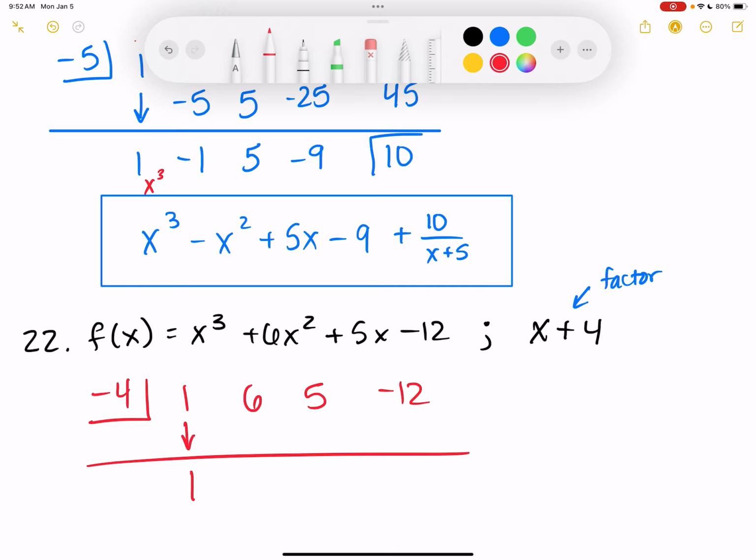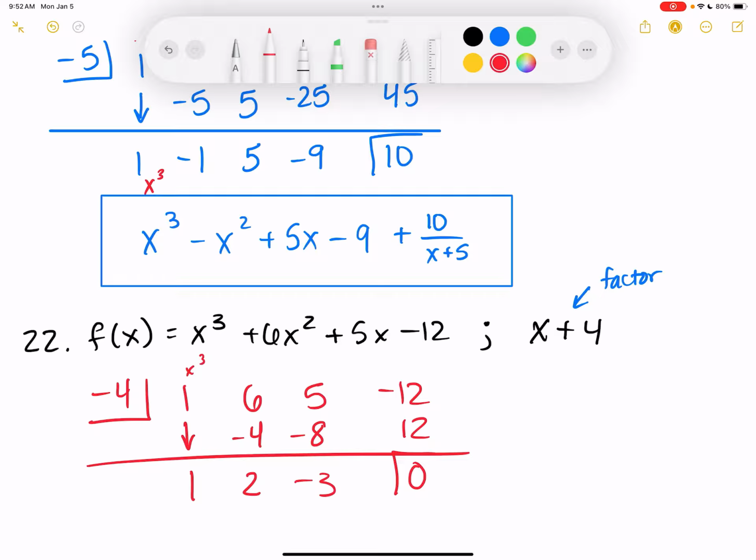Bring down the 1, times -4 is -4. Plus 6 is 2. Times -4 is -8. Plus 5 is -3. Times -4 is +12. Minus 12 is 0. So this confirms that this is a factor. Okay, this being a 0 confirms that this is a factor.